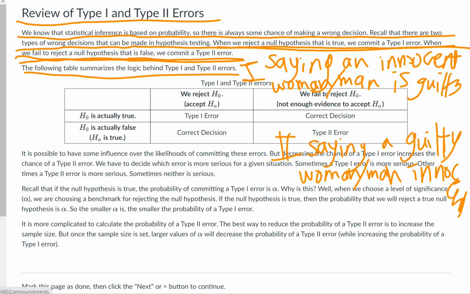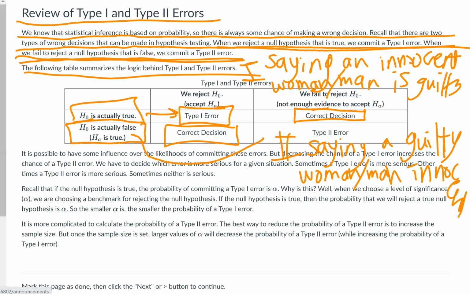The following table summarizes the logic behind type 1 errors and type 2 errors. If the null hypothesis is false and we reject it, that's good. That means we made the correct decision. If the null hypothesis is true and we fail to reject it, we made the correct decision. But if it's actually true and we reject it, that's a type 1 error. If it's actually false and we don't reject it, that's a type 2 error. So we missed something that's false.